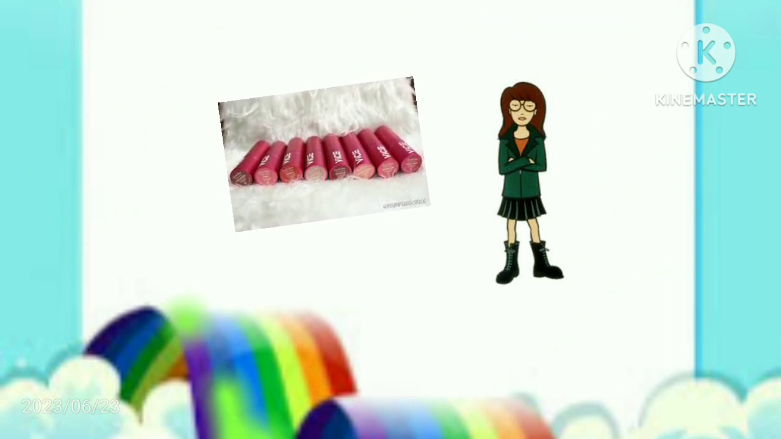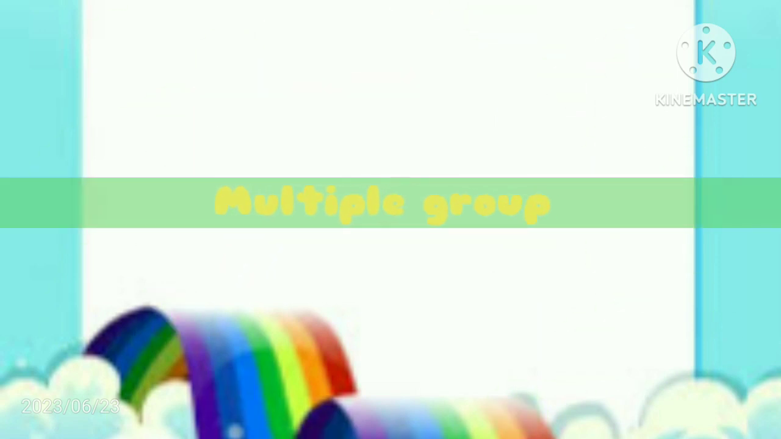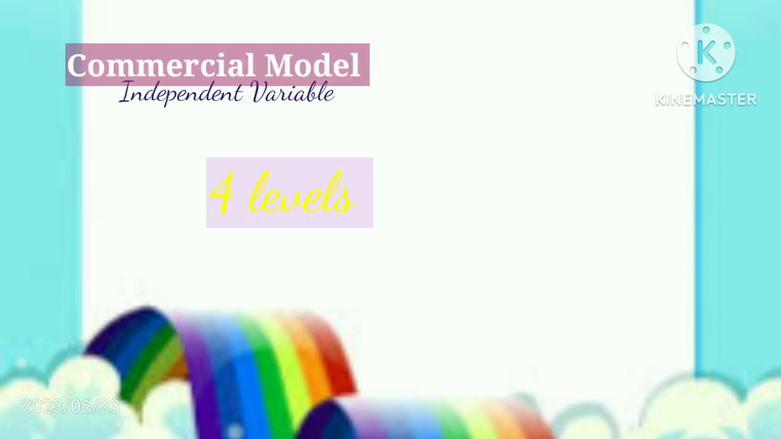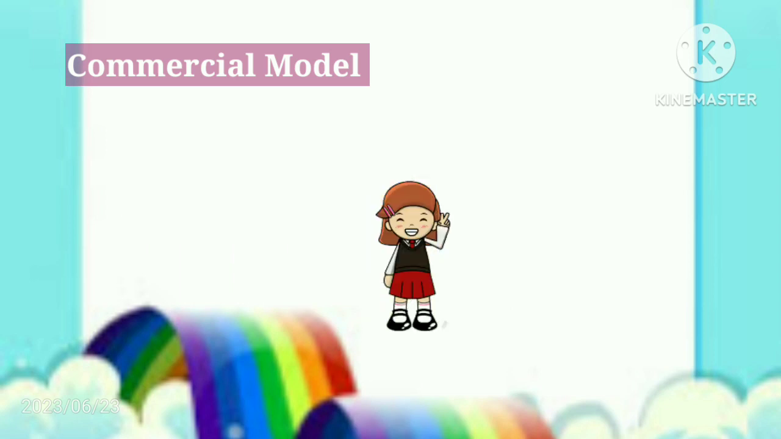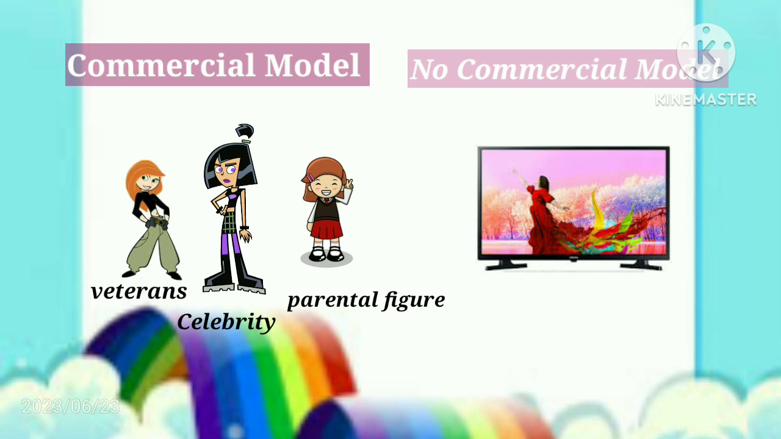She made a decision that the experiment design that she will use to solve her problem is called multiple group design. To make everything clear, she wants to know the kind of commercial that works best to make an increase of the sale of lipstick product. She decided to use some people to be her commercial model. There are three persons as commercial model. One is a celebrity, the other is a veteran in endorsing the product, third is a parental figure, and the other one is no person involved, just a product commercial.